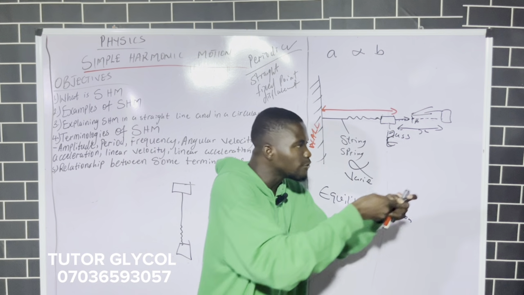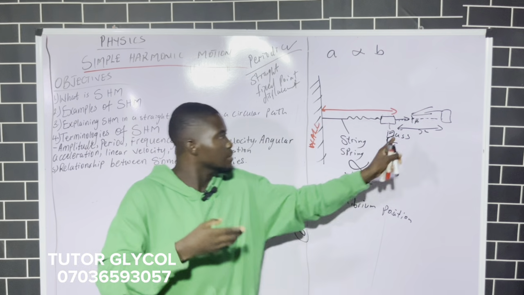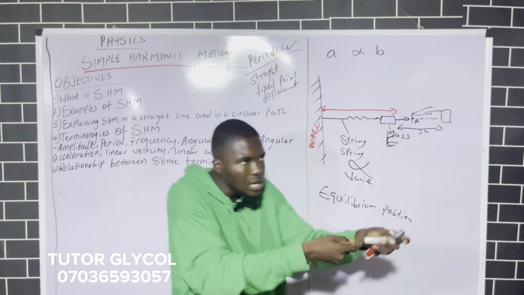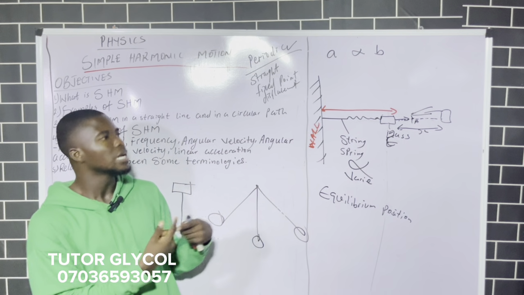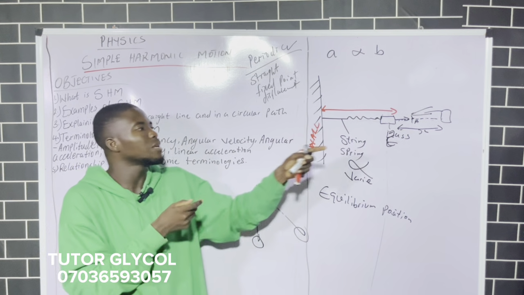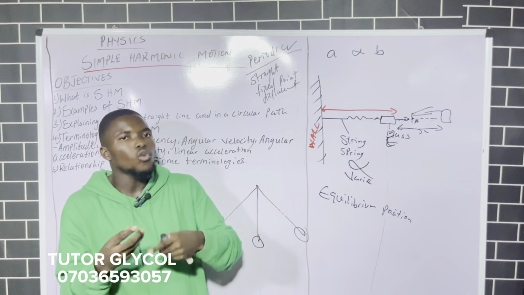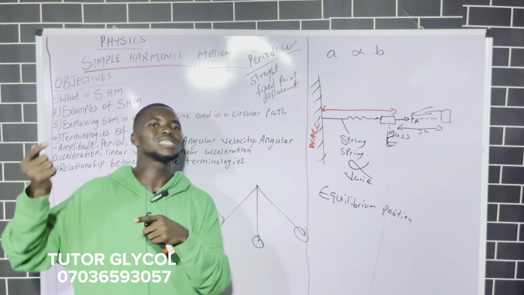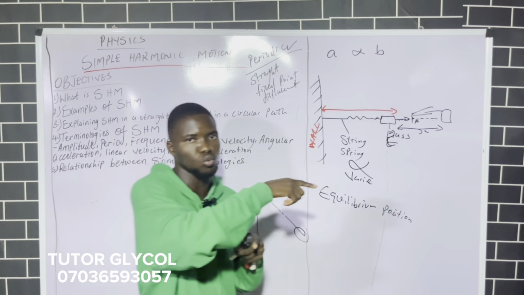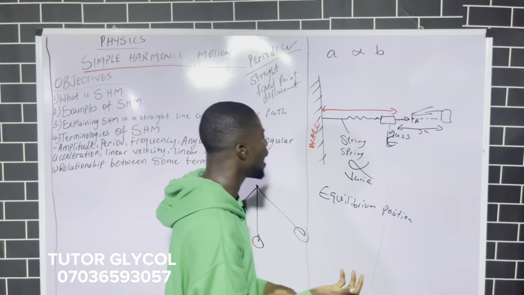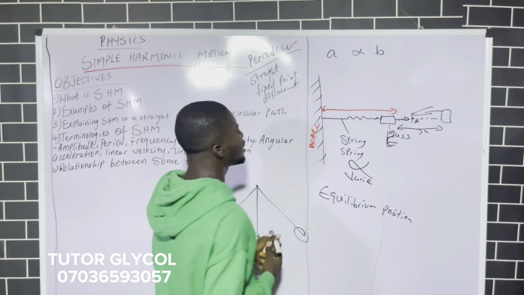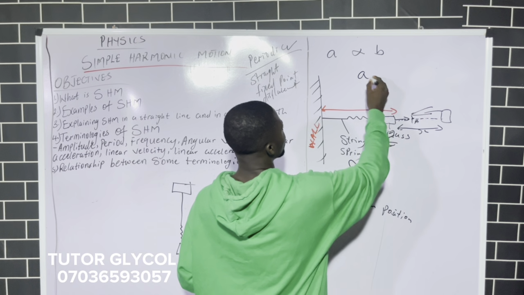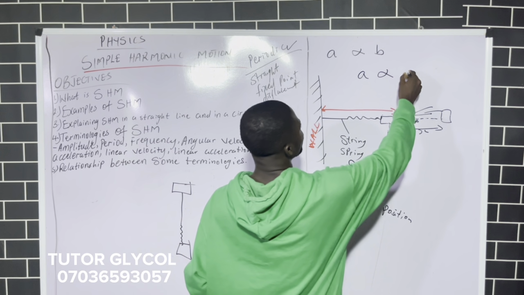And you also notice that the farther I pull it, the more the displacement. As I'm pulling it, the displacement is increasing. So as I keep pulling it, displacement is increasing. Also, if I release it, the displacement will determine the acceleration with which it will go back. So this is what we mean by the acceleration is proportional to the displacement. So acceleration is proportional to displacement.